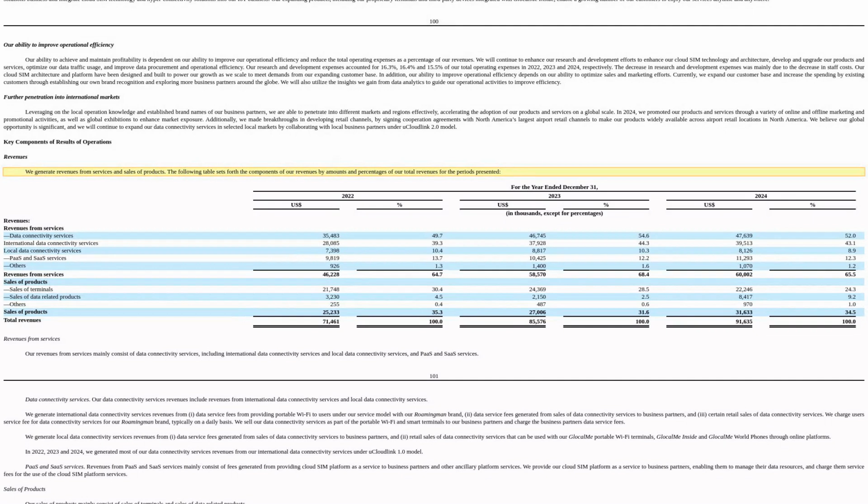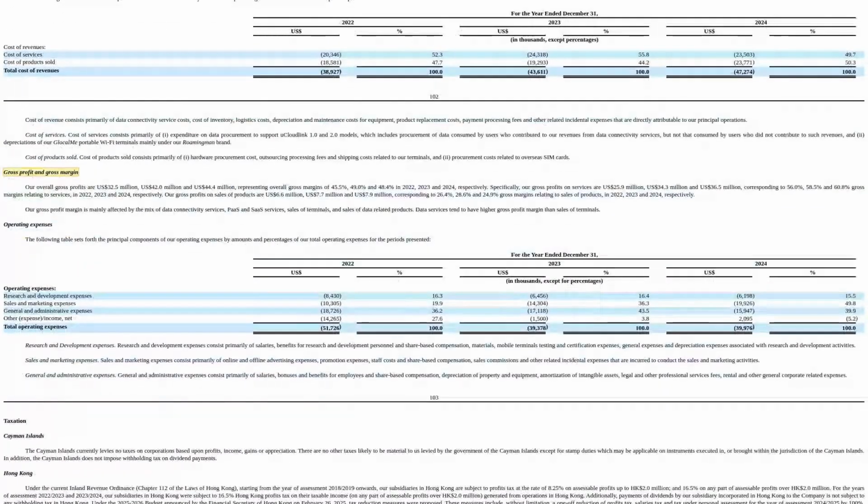So the good news is they made a gross profit each year, with $32.5 million for 2022, $41.9 million for 2023, and a higher figure in 2024. It seems like they are moving in the right direction.